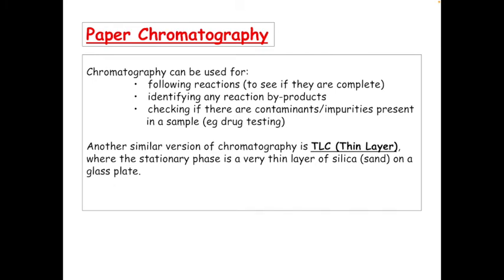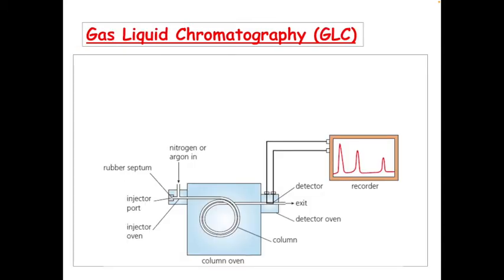We can also use a variation of paper chromatography, which is TLC, thin layer chromatography, and that basically just means instead of using paper, using a very thin layer of silica on a glass plate, and the solvent just moves through that the same as it would a piece of paper, but it's much better than paper chromatography in practice.